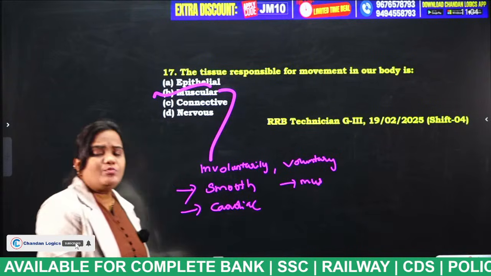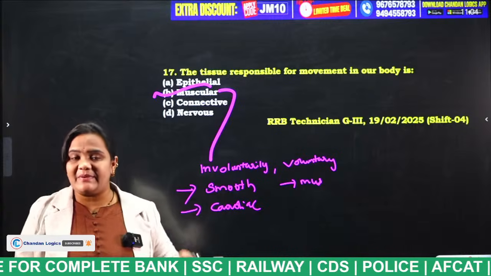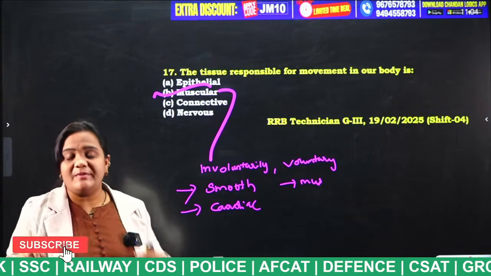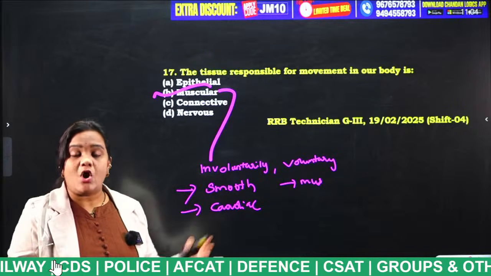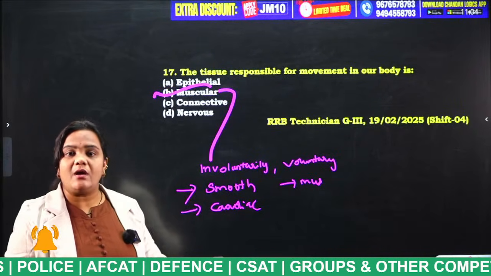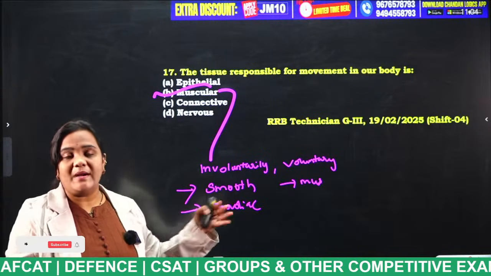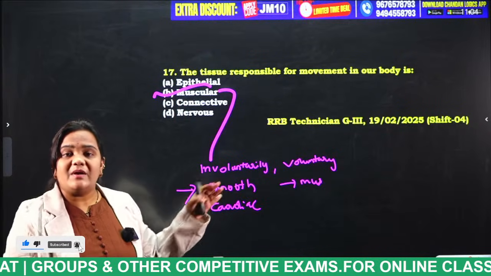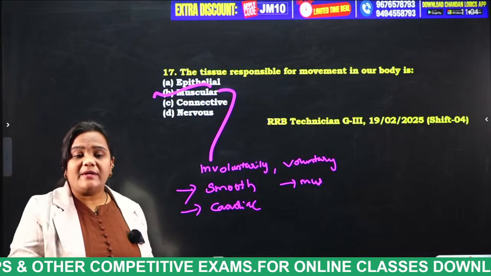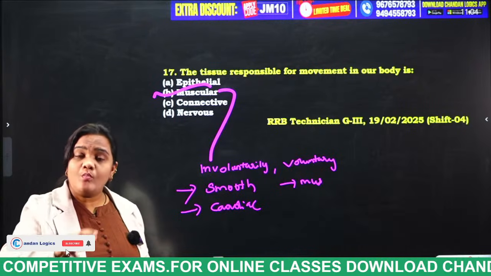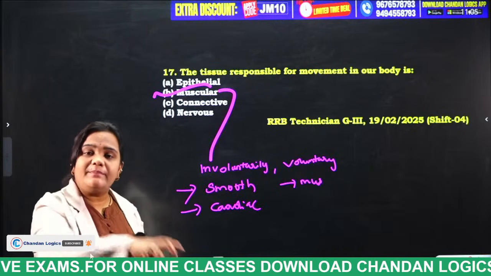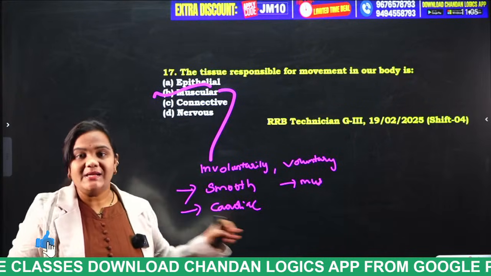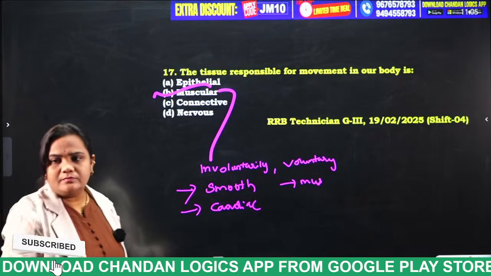Smooth muscles are present in our stomach. Without our doing anything, they do their work, that means they carry out digestion. The contraction and relaxation goes on without any effort, involuntarily. But voluntary means I want to take something, so I have to move my hand so that I can pick that object. These types of muscles are considered voluntary muscles. Very good. Next.